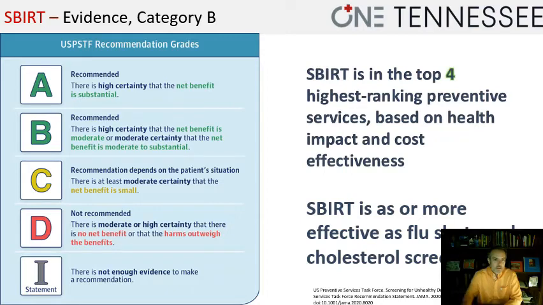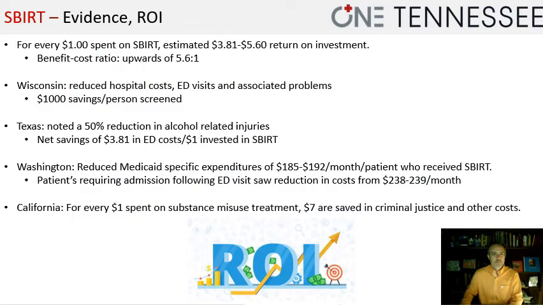Not only is SBIRT effective in a Category B recommendation, it is a great return on investment. For every $1 spent on SBIRT, the benefit cost ratio is upwards of 5.6 to 1. Some examples from across the nation: Wisconsin reduced hospital costs, ED visits, and associated problems, and saw a $1,000 savings per person screened with SBIRT.